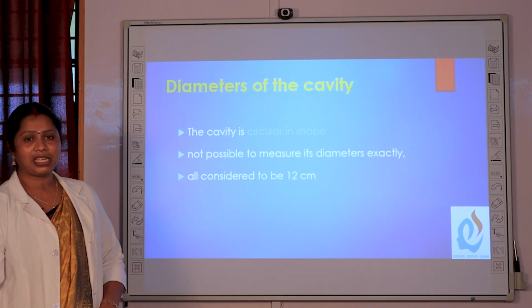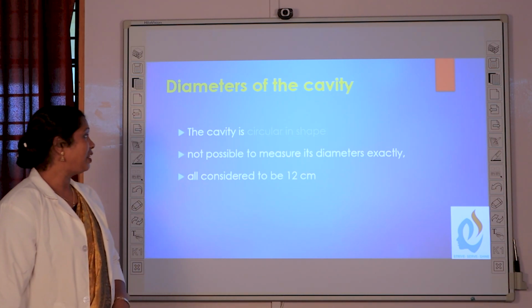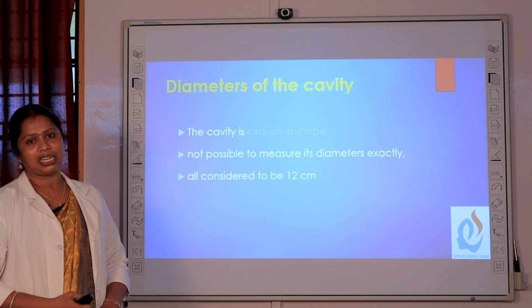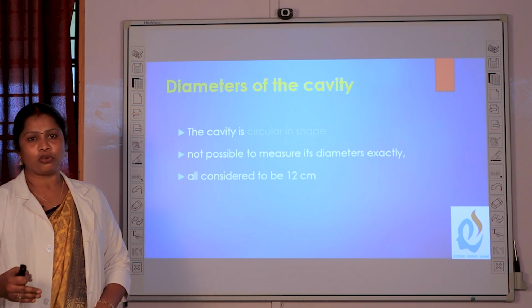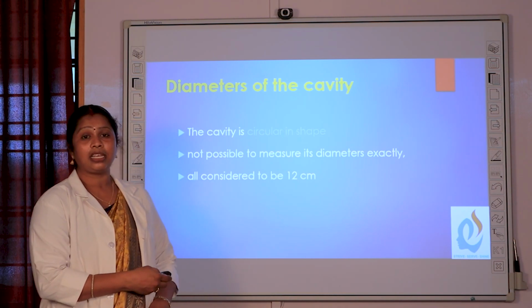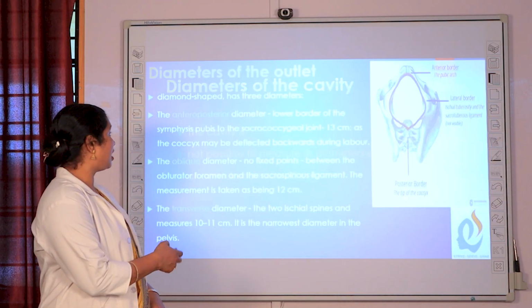Then the diameter of the cavity is circular in shape. It's not possible to measure the size of the cavity. Anteriorly it is 4 centimeter and posteriorly it is 12 centimeter. So approximately the cavity is 12 in diameter.